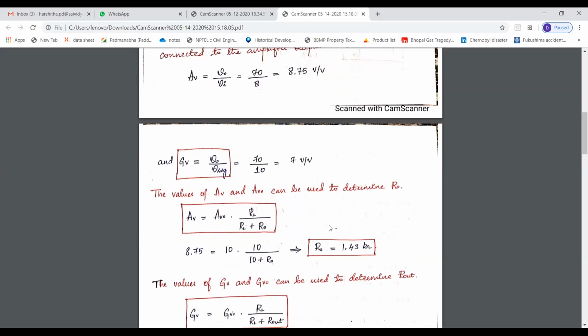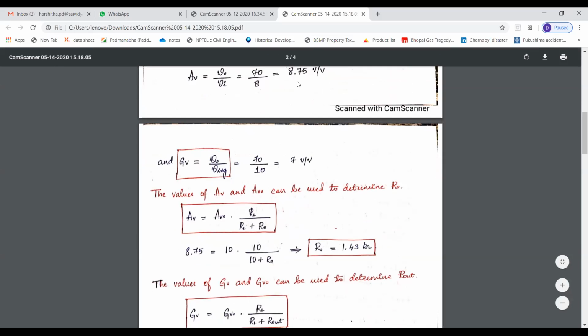And now we know that Av is equal to Av0 into RL by RL plus R0. Now I know Av0, I had calculated it previously. And Av, we got it here as 8.75. And RL is already given in the data as equal to 10 kilo ohm. So I'll just substitute 10 here. Whatever value I get for R0 should be in kilo ohm, right? So upon simplification, I'll get R0 is equal to 1.43 kilo ohm.